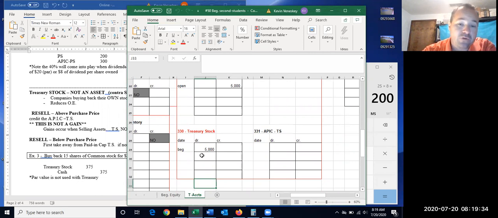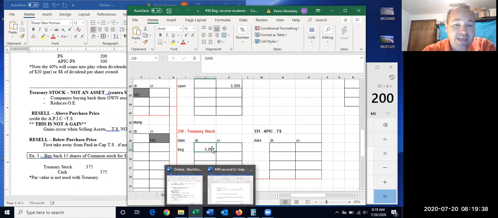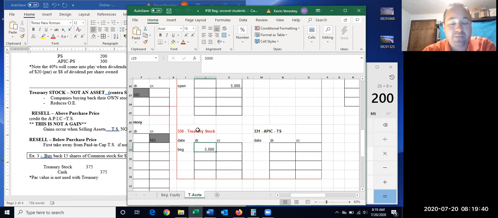But we put it over here into its own T account. So the treasury stock, it's contra. That's why I have it in red. And it's going to have everything over here when we purchase it. And then if I resell the treasury, I'm going to then credit it, just like I'm putting money back into my owner's equity.